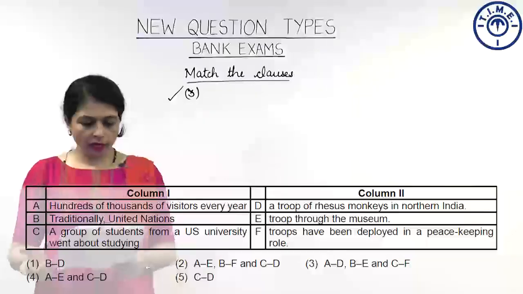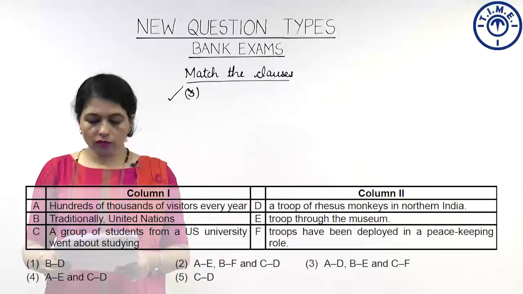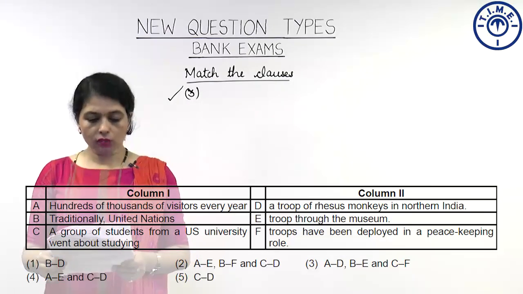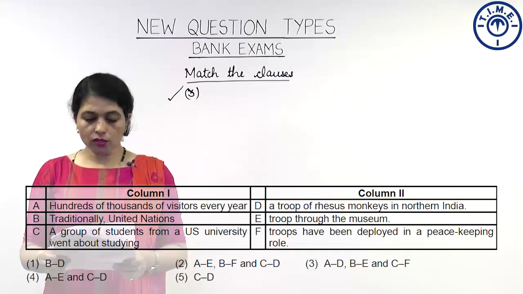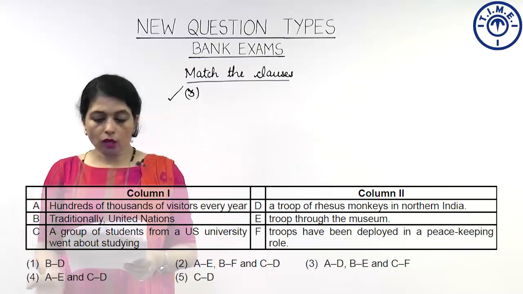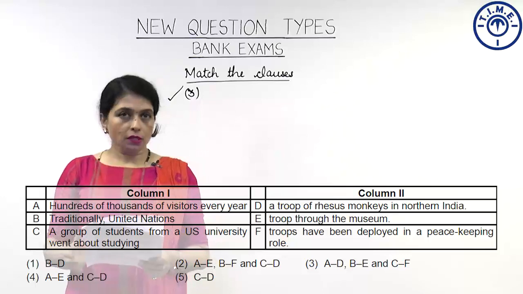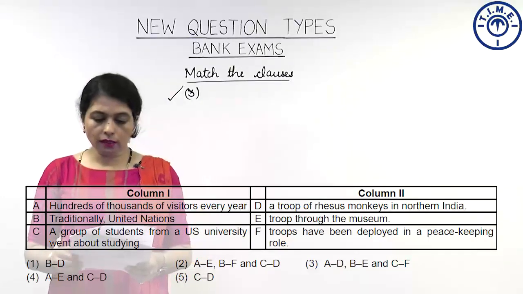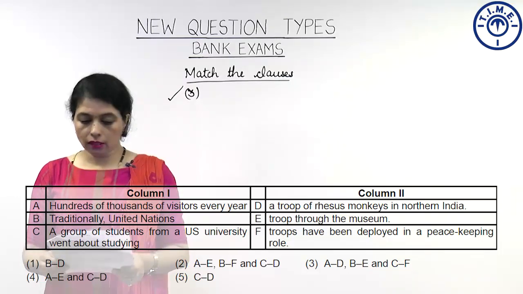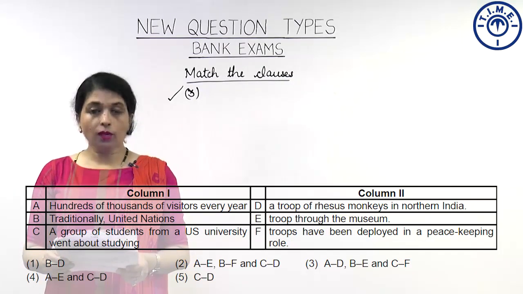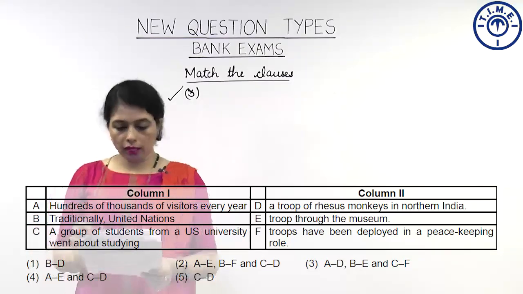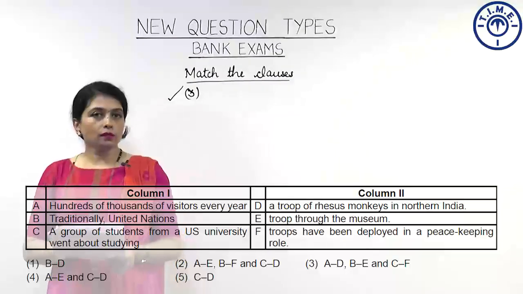In column 1, we have A, hundreds of thousands of visitors every year. B, traditionally United Nations. C, a group of students from a US university went about studying. Column 2 has D, a troop of rhesus monkeys in northern India. E, troop through the museum, and F, troops have been deployed in a peacekeeping role, right? So, now let us look at the combinations.